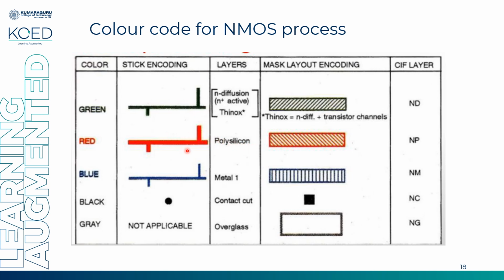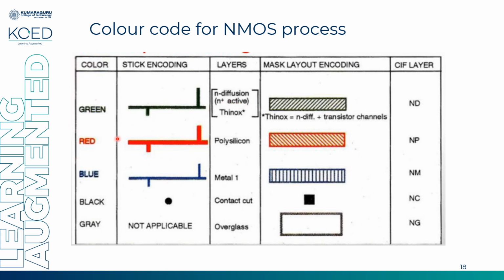So gate is represented by polysilicon, and metal for wires. Here metal 1 is used. You have more metals, metal 1, metal 2, many metals. Conventionally metal 1 is preferred, so I am using metal 1. You have specific functions for various other metals. And contact cuts. So green stick will represent n diffusion, an n plus source and drain terminal or drain area.